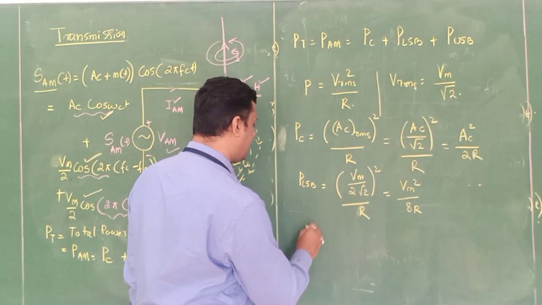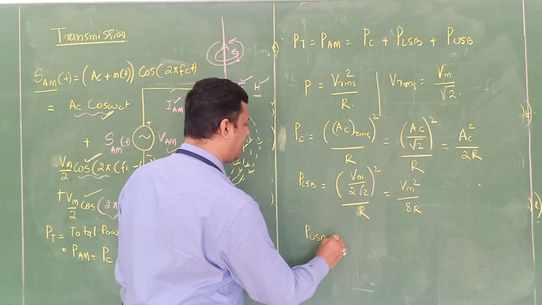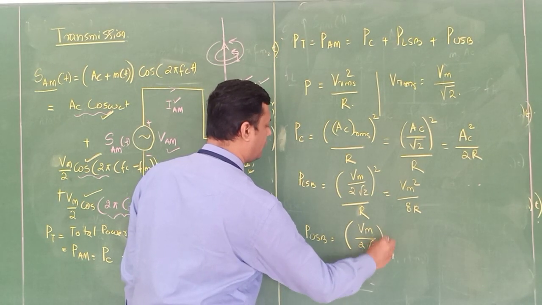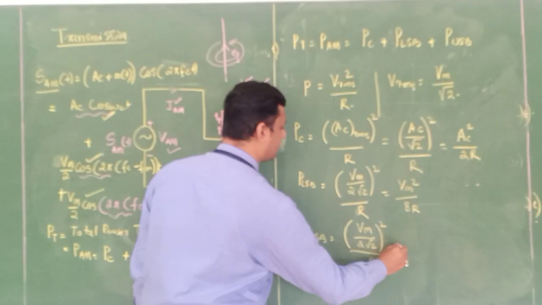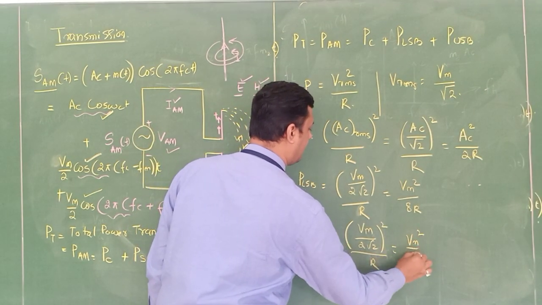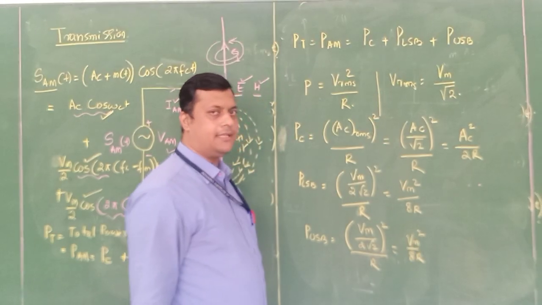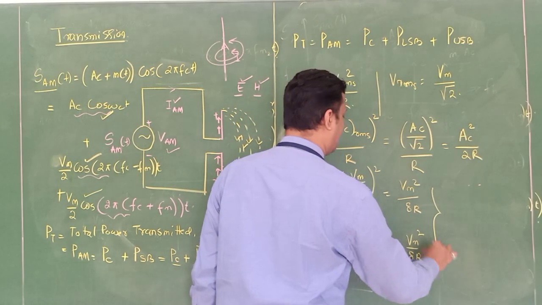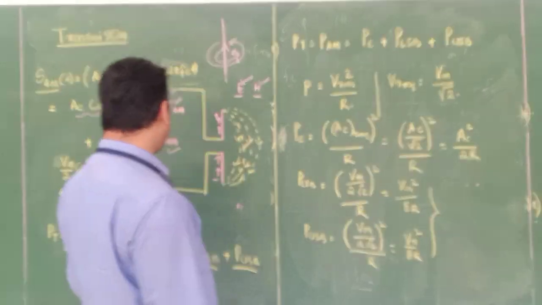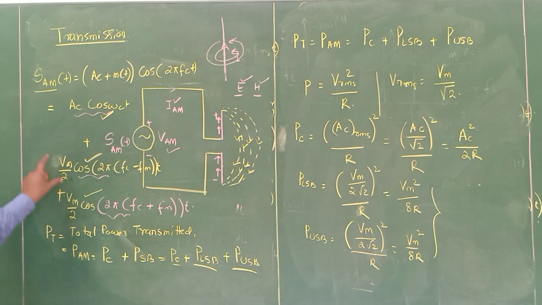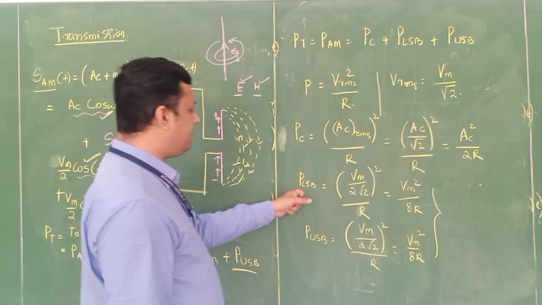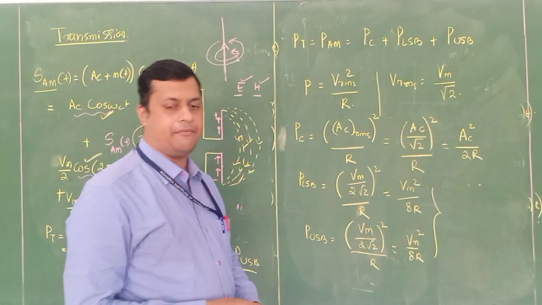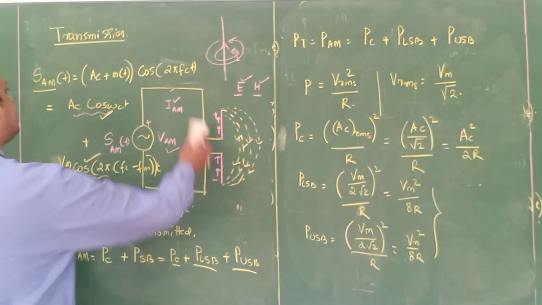Okay. Similarly, if I calculate the upper sideband power, the same strength is available. Vm by 2 root 2 whole square divided by R, which is equal to Vm square divided by 8R. So that means the power content in the sidebands is equal. You can see these two are equal power. Why? Because they have the same amplitude. Okay. So this is the lower sideband, this is the upper sideband. Now we are going to calculate the total power availability in our modulated signal.